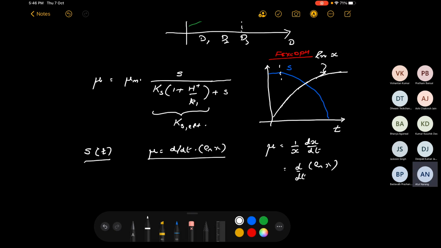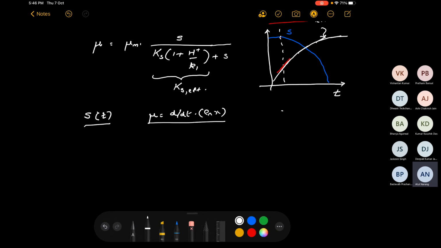So, for example, at this time, find the slope of this graph. That will give you the value of mu, and find out the value of S. Now, once you have this data, you can, in principle, calculate. From this data, you can go to 1 over S and 1 over mu. And if you plot 1 over mu versus 1 over S, from that you can determine the Ks effective for that run.